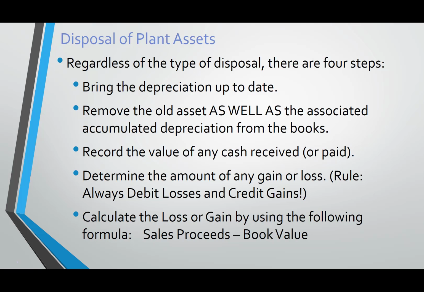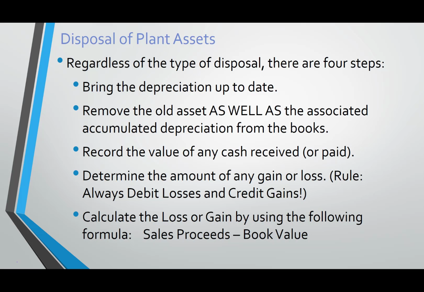That's a common mistake. You may have last depreciated at the end of the year and it's now April. Well, you've got to make sure you account for those first 4 months if it's the end of April. So bringing the depreciation up to date is important. Second would be to remove the old asset as well as the associated accumulated depreciation from the books. So we're going to be getting rid of those things.